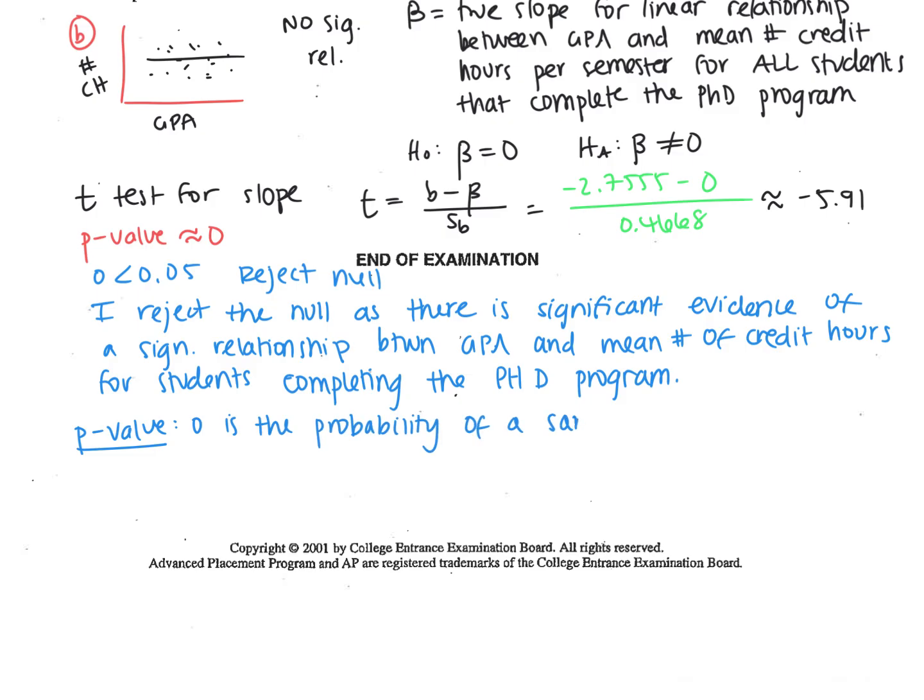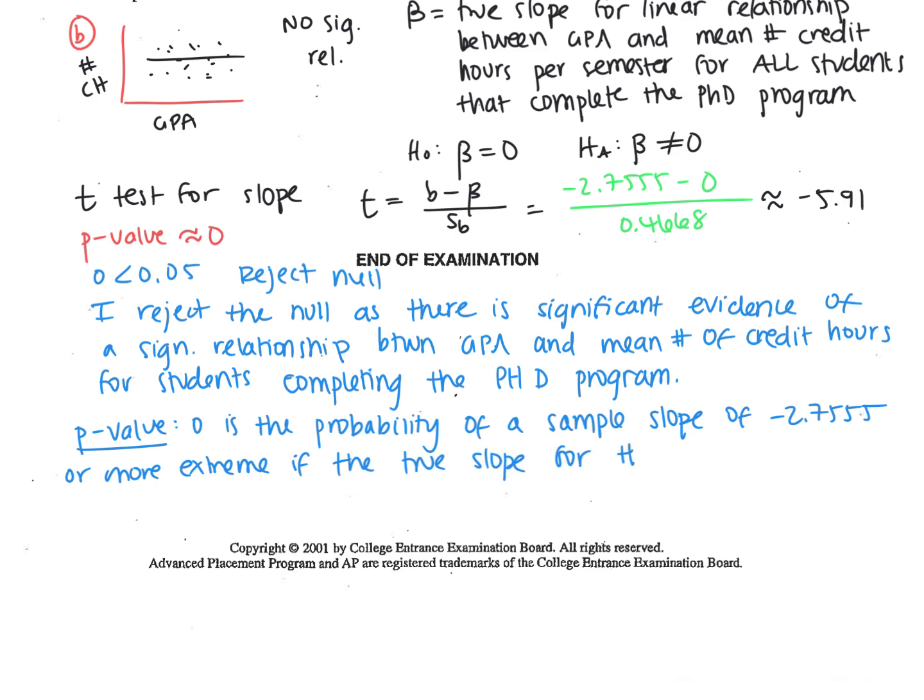of a sample slope of negative 2.7555 or more extreme if the true slope for the linear relationship between GPA and mean number of credit hours is 0.